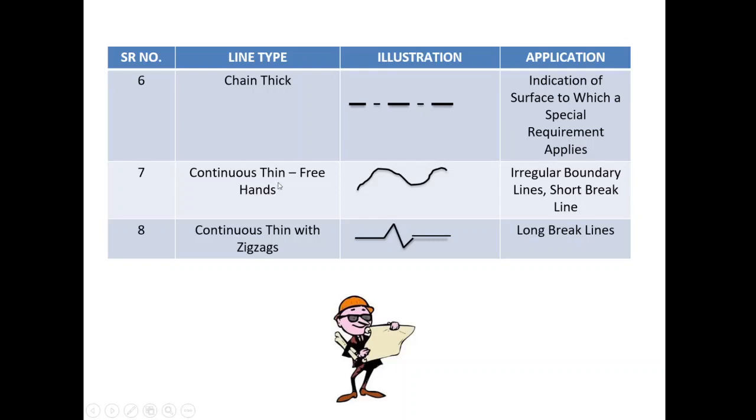Then continuous thin freehand. It is used for irregular boundary lines and short break lines. The last one is the continuous thin with zigzag. It can be illustrated as this. Its application is for long break lines. These are the 8 types of lines which we will use in engineering drawing.